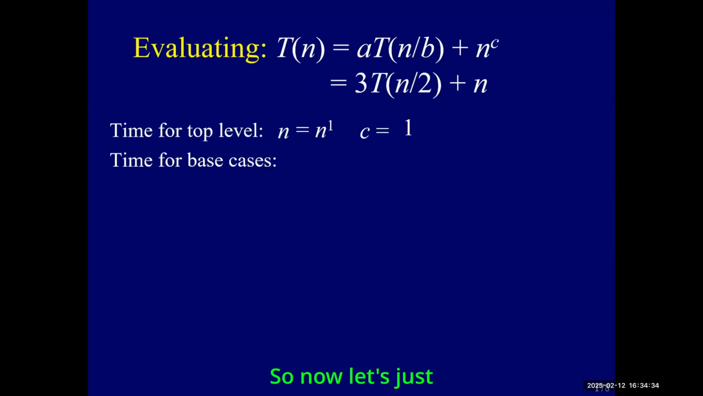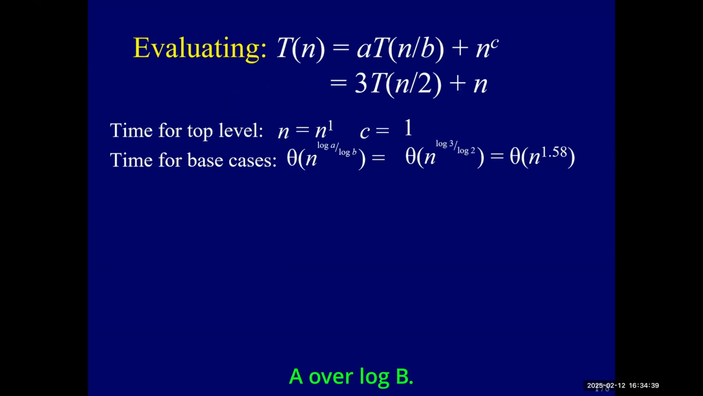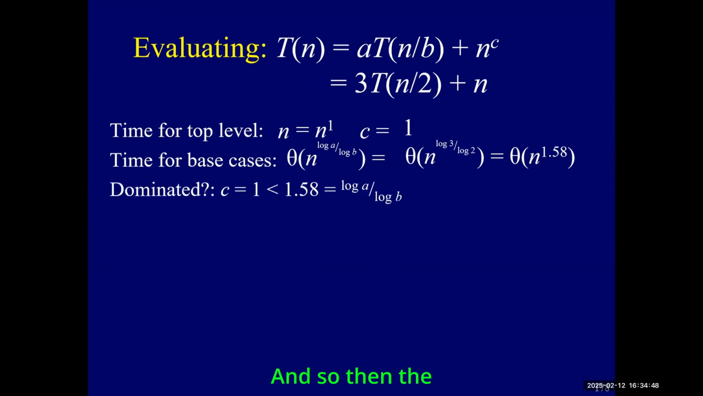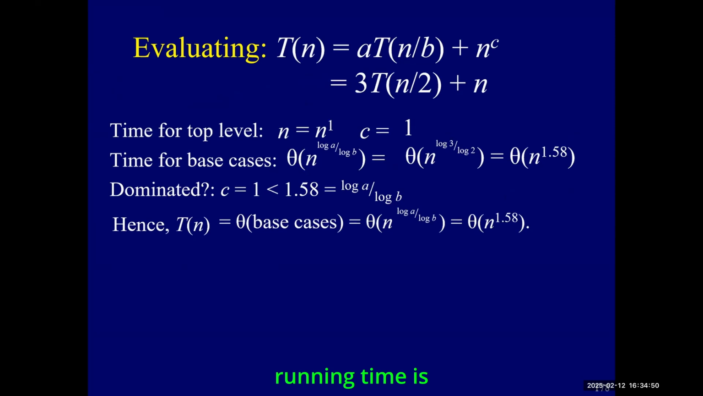So now let's just redo the thing. Now it's log a over log b. In this case, I don't know how to calculate log 3 over log 2, so I use the calculator, and I get 1.58. And so then the running time is n to the 1.58. And if we were doing 3101, this is giving you an algorithm for multiplying a little faster than n squared. Everybody kind of get this?